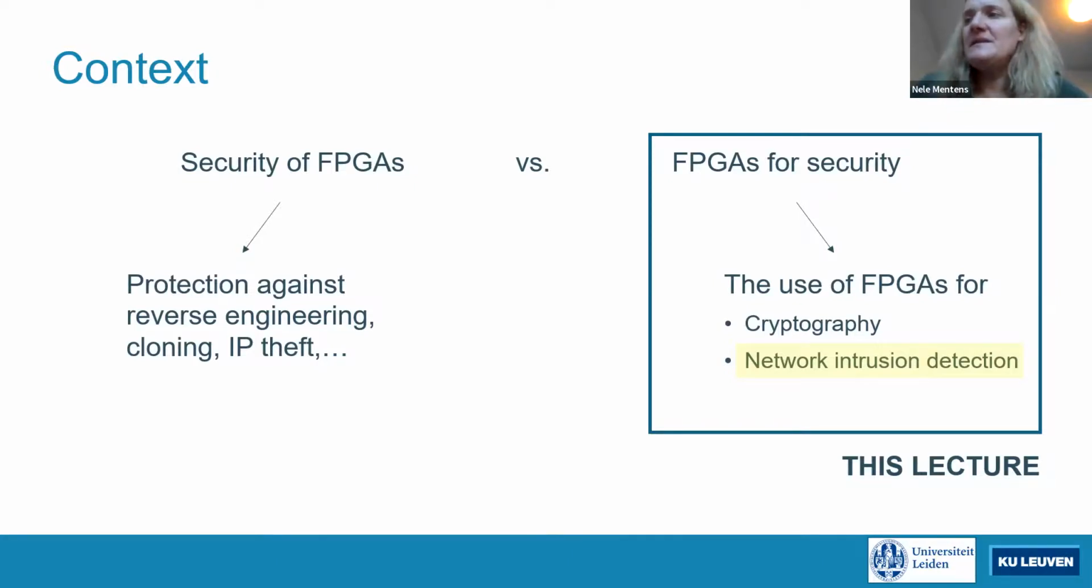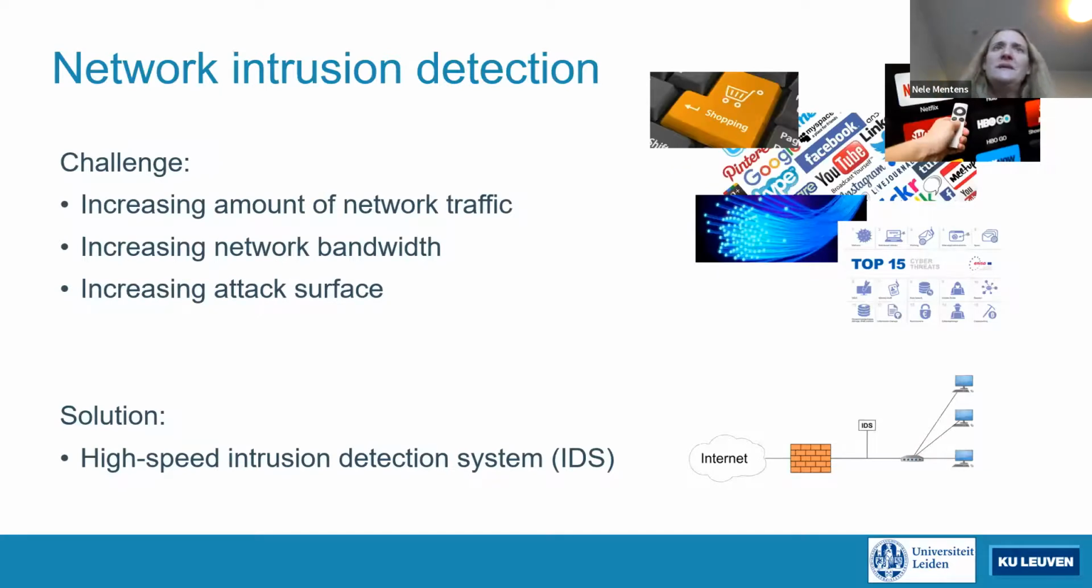Then there's a last part to this presentation, and that's on network intrusion detection, so another topic. Okay, so why is network intrusion detection important? Well, if we look at the internet, then there's an increasing amount of network traffic. The network bandwidth goes up and up. And when you look at the news, there's every day another attack, so the attack surface is also increasing. There's many types of solutions. But one solution we can think of is to use intrusion detection systems.